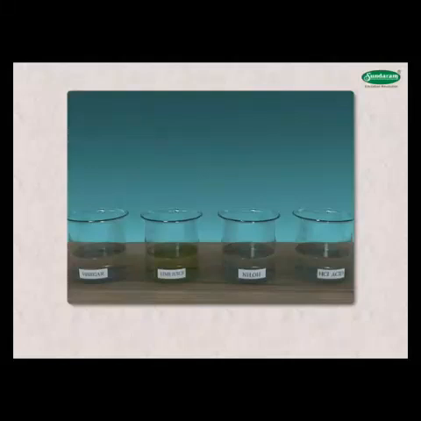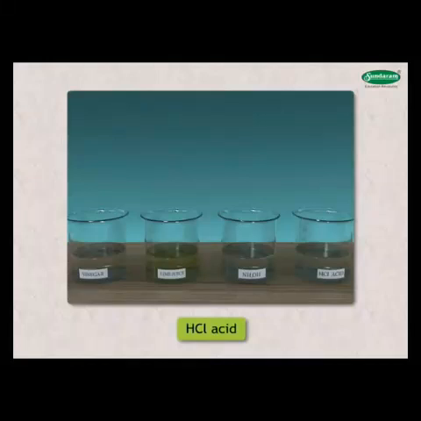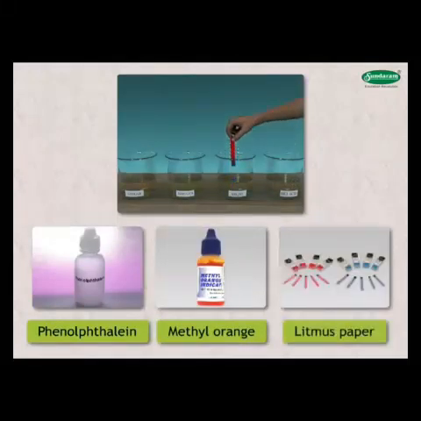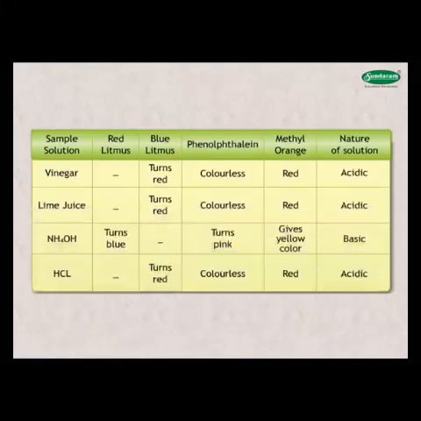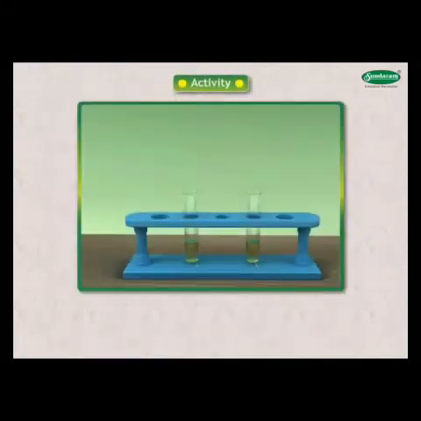Let us do this activity. Collect samples of vinegar, lime juice, NH4OH, ammonium hydroxide, and hydrochloric acid. Note your observations when you add 1 drop of phenolphthalein, methyl orange, and put a litmus paper into it. Tabulate the result in the table. Some chemical substances such as phenolphthalein, methyl orange, eosin are also indicators. They are synthetic indicators.